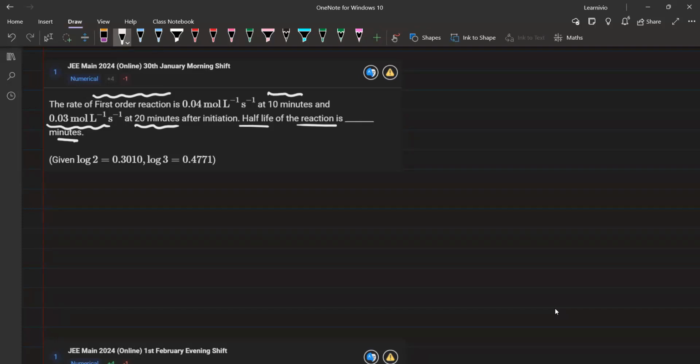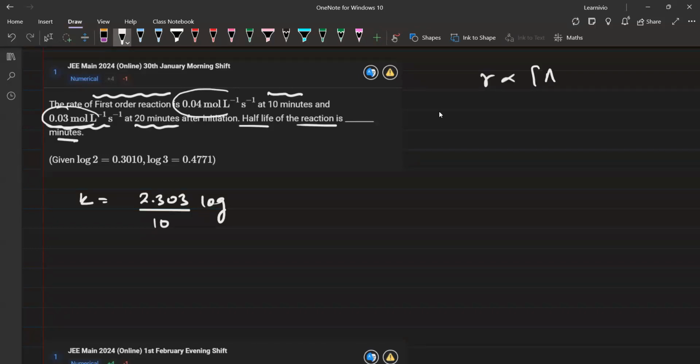Okay. So I hope you guys have done it like this. K is equal to 2.303 divided by time 10 minutes, and then here we have 20 minutes, right? So here we can write, divide by 10 and log of, now initially what is the rate? Initially the rate is 0.04, and then finally the rate is 0.03. Now we know that rate is directly proportional to the concentration of A. That means whatever concentration of A will be reflected on the rate when we are in the first order reaction. See, this is the only point that you have to understand.